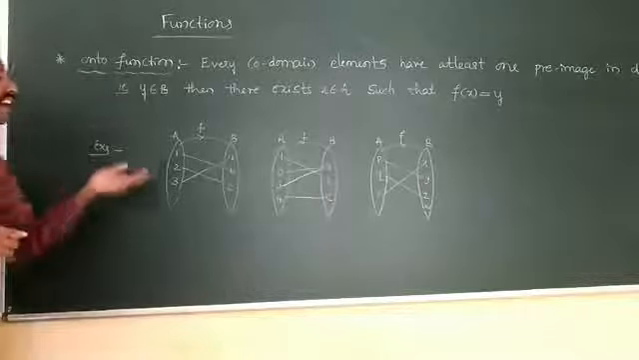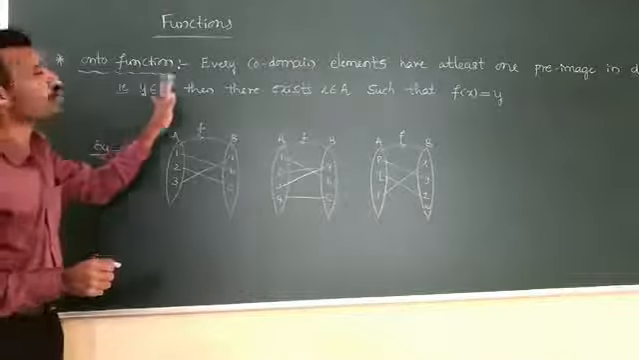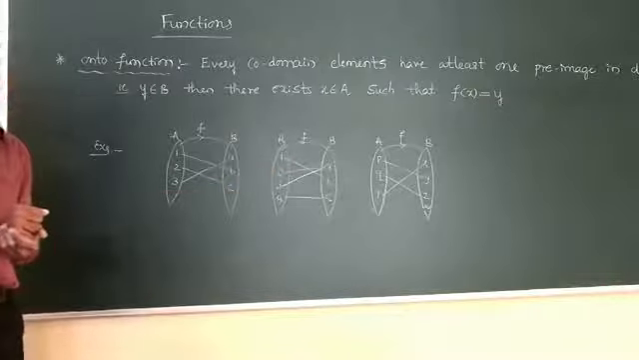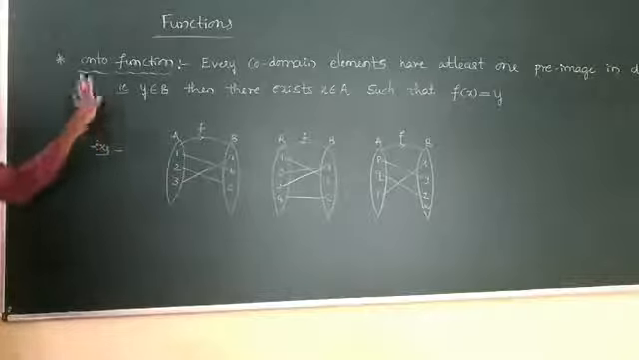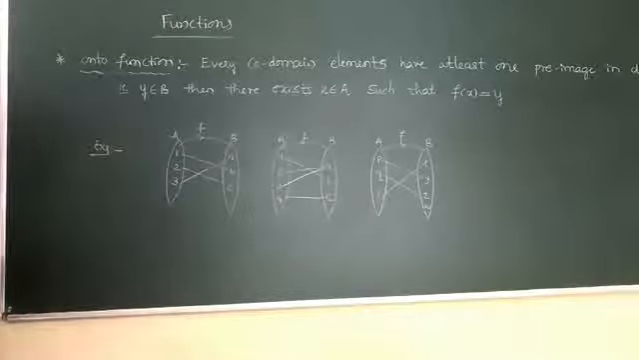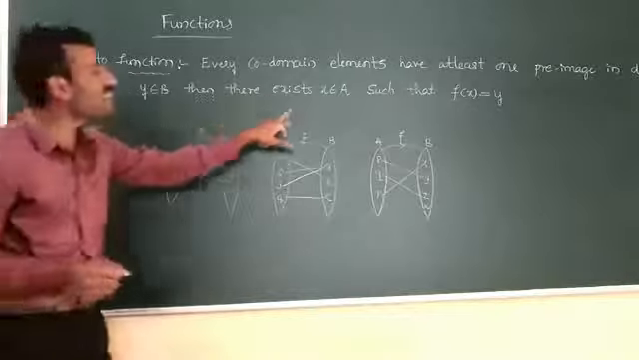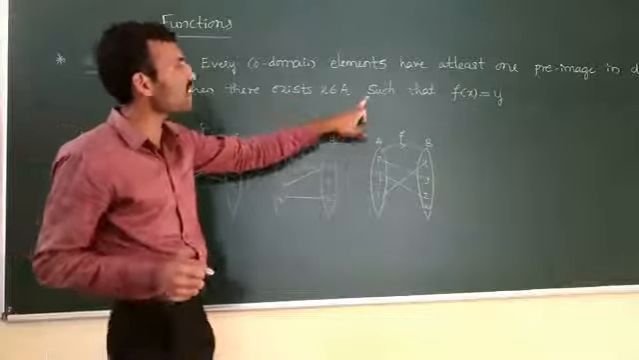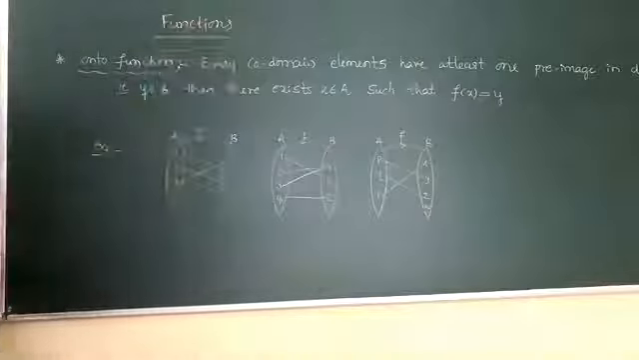Okay, another definition for onto function. A function f from A to B is said to be an onto function if codomain is equal to range. That means when the codomain elements are equal to the range elements, we call it an onto function. In the definition: y is an element of codomain, then there exists x, an element of domain, such that f of x is equal to y. Okay, this is the definition of onto function.